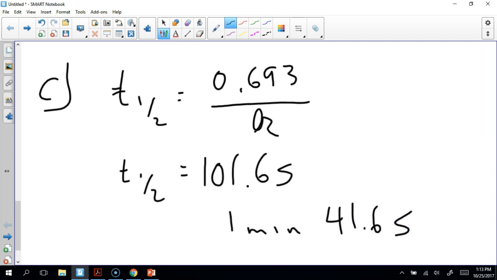Half-life is a fairly straightforward calculation, but it's knowing when to calculate half-life and using the half-life that can sometimes trip you up. So there it is.